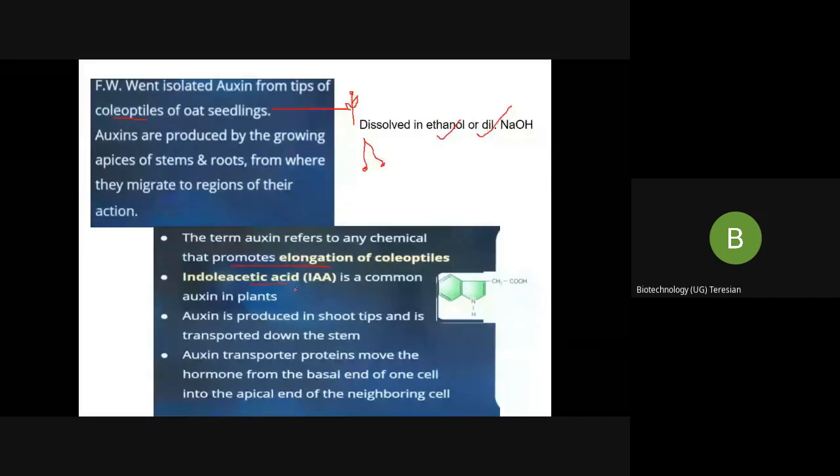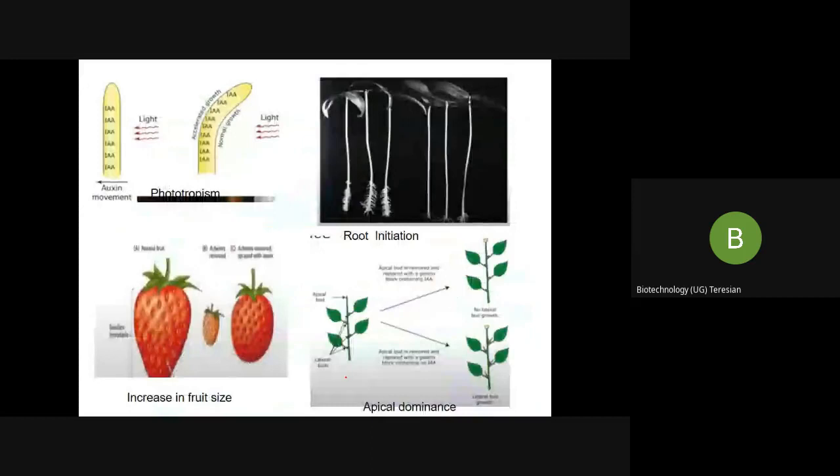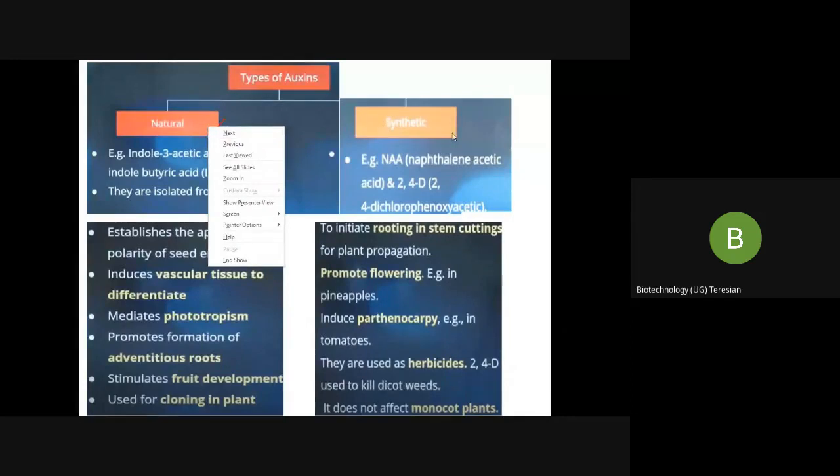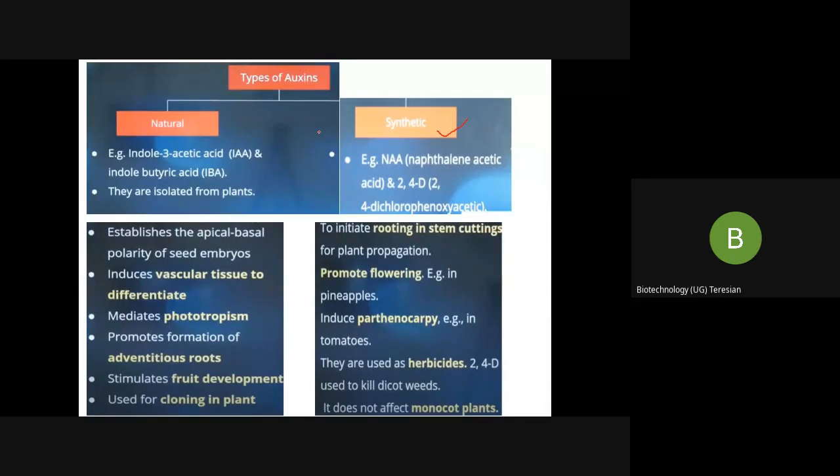So as we told, it is present in the shoot tips and even in the root tips, and they are transported to all other regions. If we look at the types of auxins, there are natural auxins and also there are synthetic auxins. Natural means they are present naturally in the plant. Synthetic auxins means they are man-made auxins.